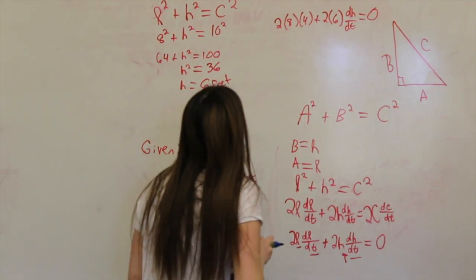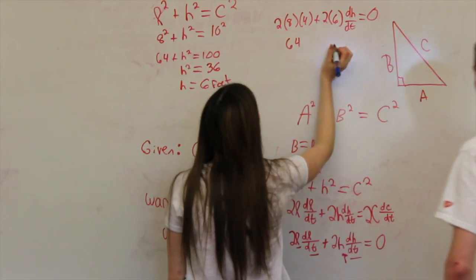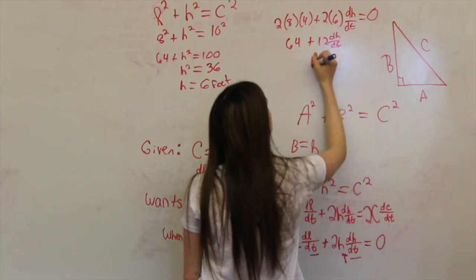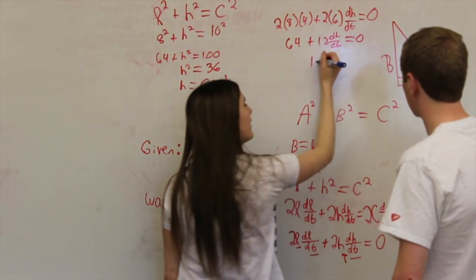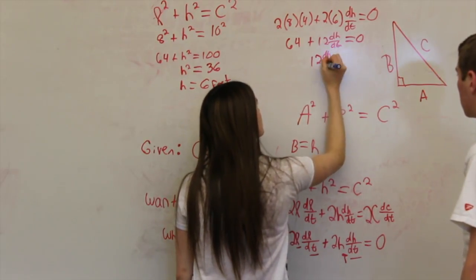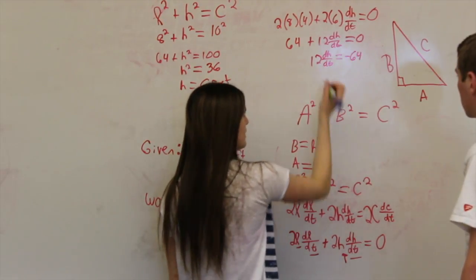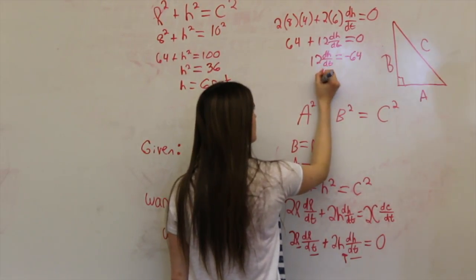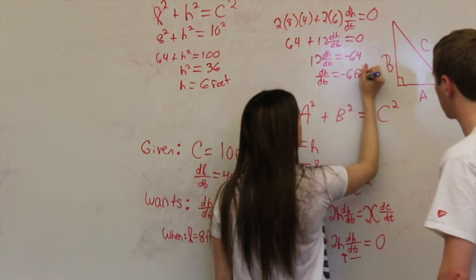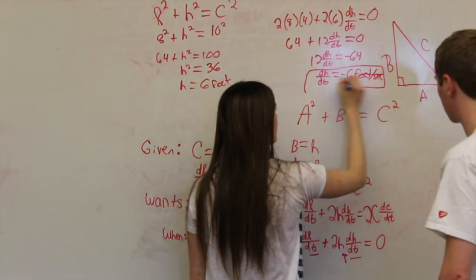Awesome. All right, so then 2 times 8 times 4, 64, plus 12 dH/dt equals 0. And now subtract 64 from both sides. Now divide both sides by 12. So now dH/dt equals negative 6 feet per second. And that's what we were solving for.